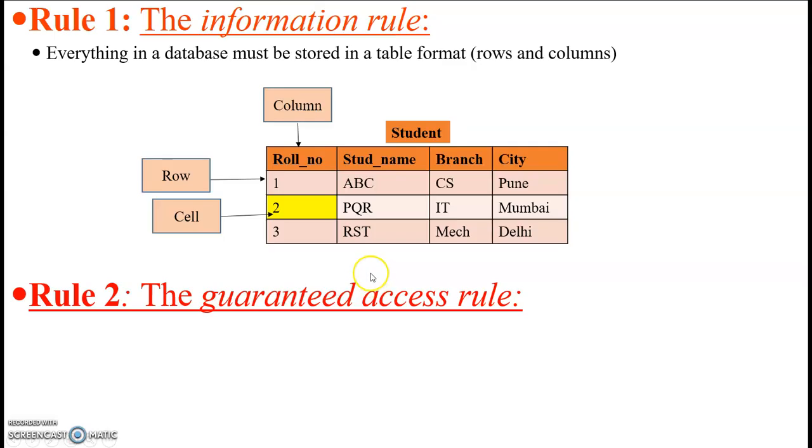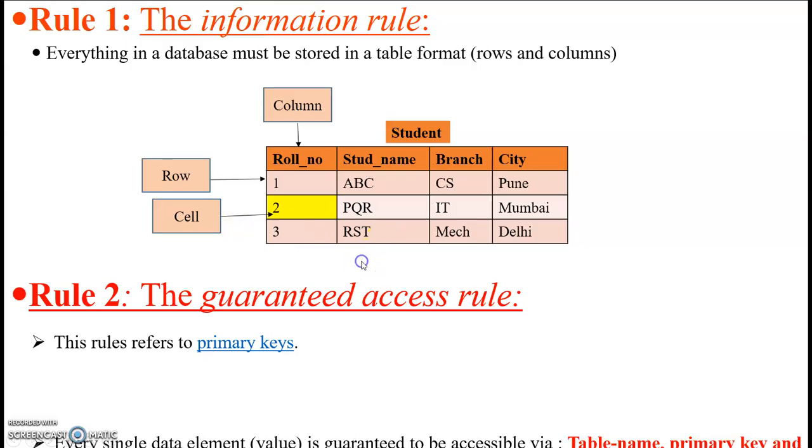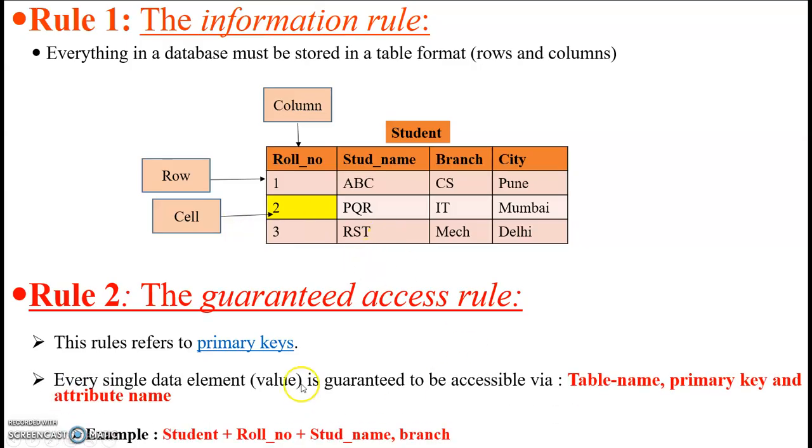The second rule is the guaranteed access rule. What do we understand by this? This rule refers to the primary keys. As we have seen in the earlier lectures, primary keys are used to uniquely identify a record in the database. Every single data element is guaranteed to be accessible via these three things, that is the table name, primary key and attribute name.